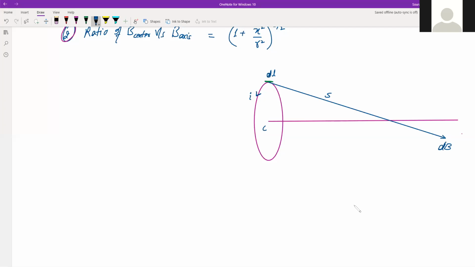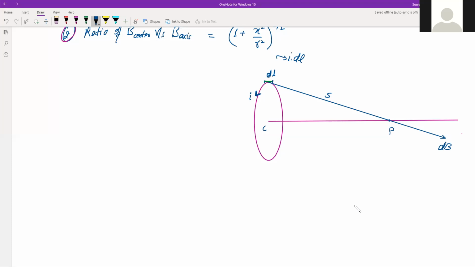We have to find the magnetic field at this point P, which is on the axis of a current carrying coil. So this is a current carrying coil in which a high current is flowing, and we have taken a small segment of this, of length dl. So this is the current element. So the current element will be I into dl.